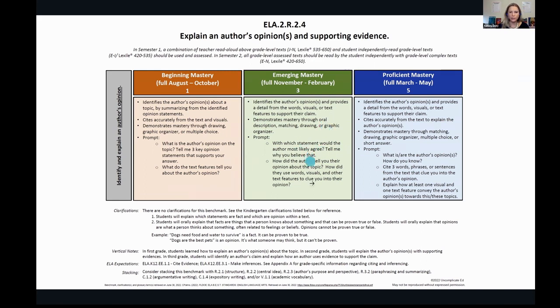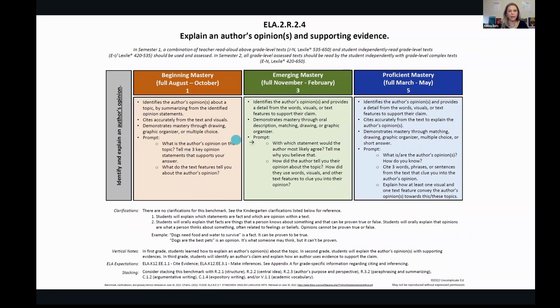You can skim and scan through some of the prompts here, statements the author would agree with, and how did the author communicate their opinion on the text? Got it? Now, I'm also going to keep in mind that I can differentiate some of my questions. So even though it's December, that doesn't mean I might leave these questions behind, especially if I have students that are still operating at this level currently.